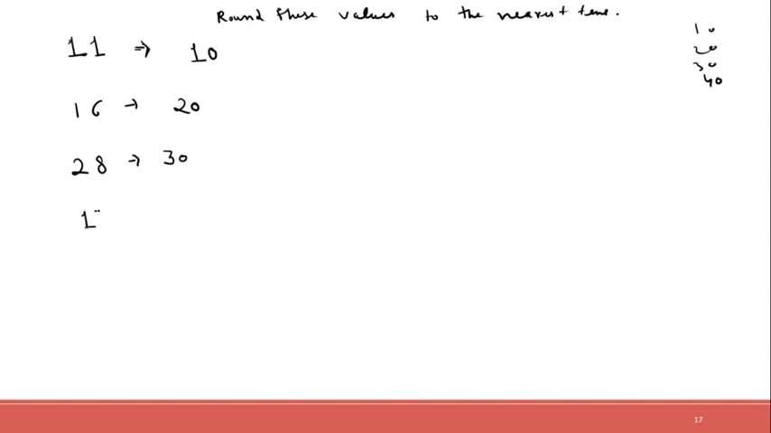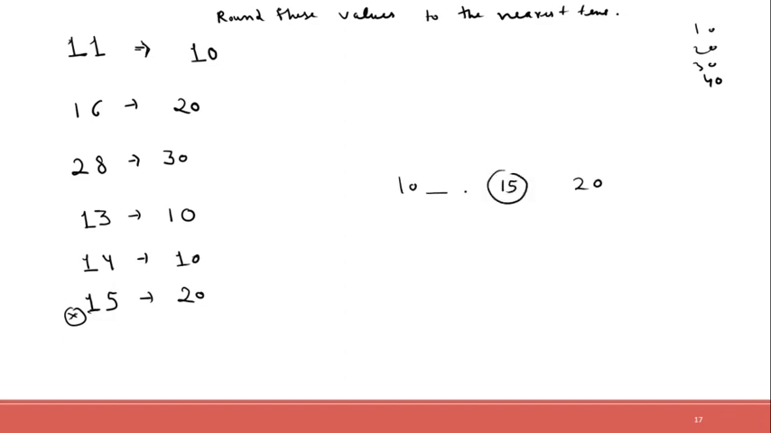So if I write here 13, still I'll round it off to 10. If I say 14, still 10. If I say 15, I'll round it off to 20 and not 10. This is the special case, because although it is in the middle, here it is 10, here it is 20. 15 is equidistant from 10 and 20, but still we will round it off to the next nearest tens. Okay, so I hope it is clear.